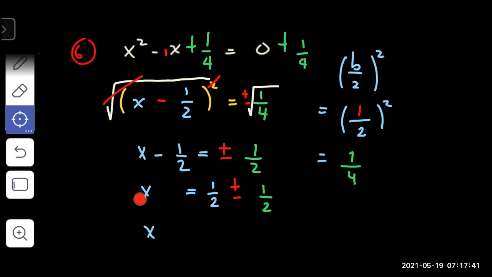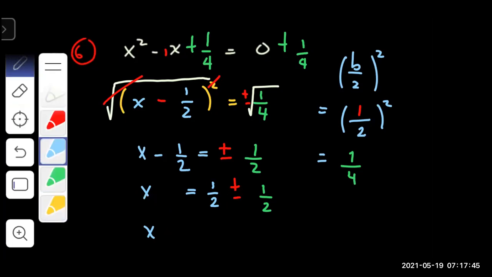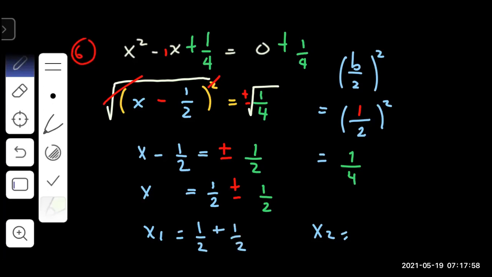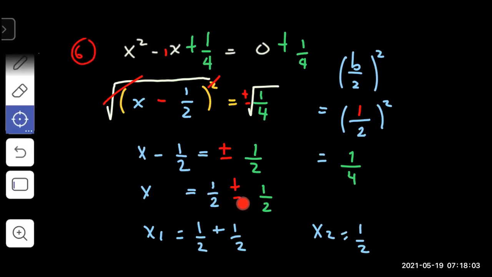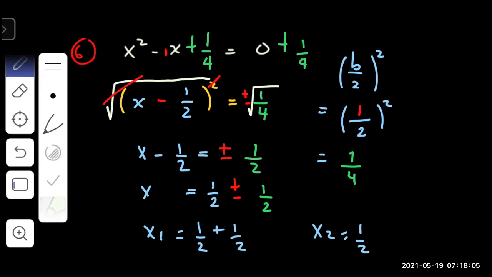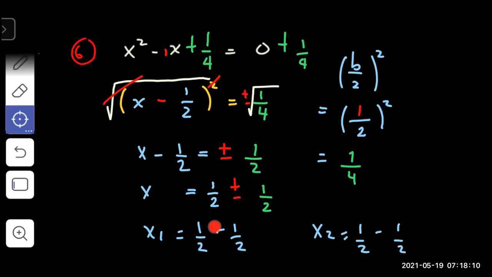Then x is equal to, actually, x is alone, guys. At this very point, x is alone. Now I'm going to separate because I got plus minus. So I'm going to separate this into two solutions, solution 1 and solution 2. Solution 1 is going to be 1 half. I'm going to take the positive now, positive 1 half. And then solution 2 is going to be 1 half, and then what is going to be? Minus 1 half. I took the positive for solution 1, and I took the negative for solution 2. And this is how we do it.